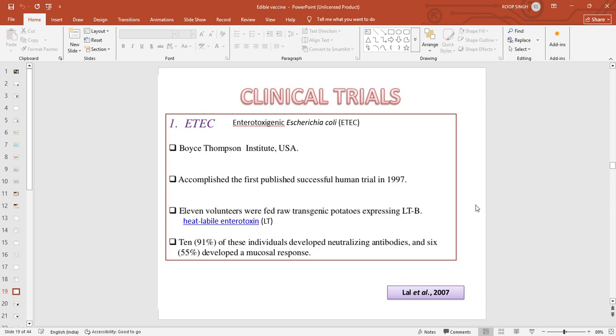So these are some of the examples where clinical trials are going on. This is the antidote for enterotoxigenic E. coli, developed by Thompson Institute, USA. It accomplished the first published successful human trial in 1997. Eleven volunteers were fed raw transgenic potato expressing LTB. Ten of these individuals developed neutralizing antibodies and 6 developed a mucosal response. So this was the clinical trial, and neutralizing antibodies were successfully observed in humans. So this was again the E. coli.